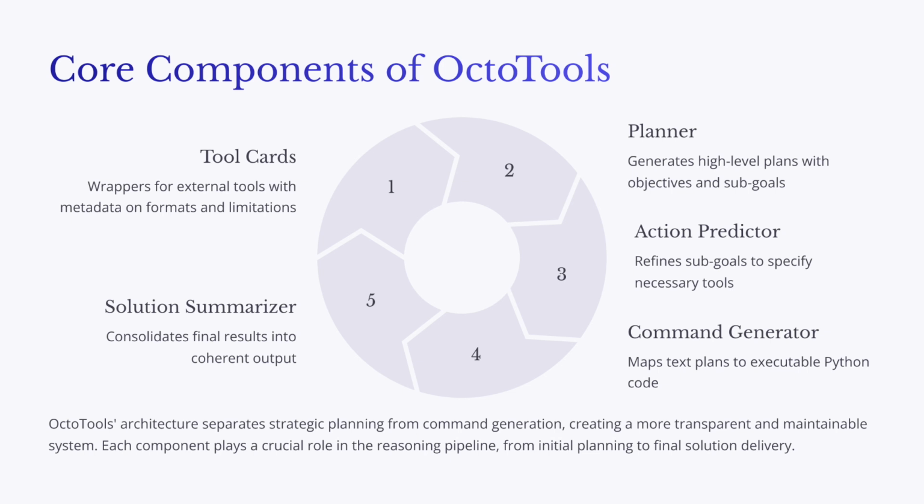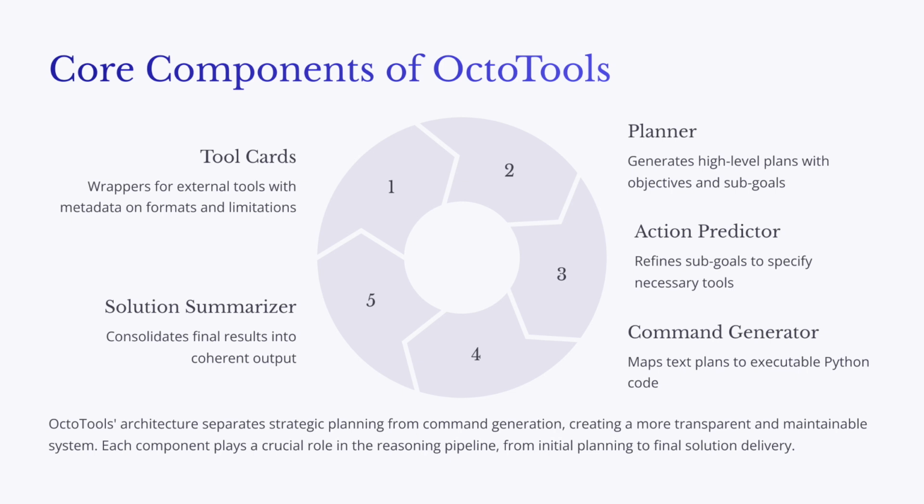Pretty slick, right? Now, you're probably thinking, how does it actually do all that? Well, OctoTools is built in a really clever way, with different parts like modules that all work together. First, you've got this thing called the planner. It takes that big complex problem and makes it into like a step-by-step plan. Then the action predictor comes in. It looks at each step and picks the best tool for the job using those tool cards we talked about. After that, there's the command generator. That one turns a plan into actual code that the tools can understand and run.